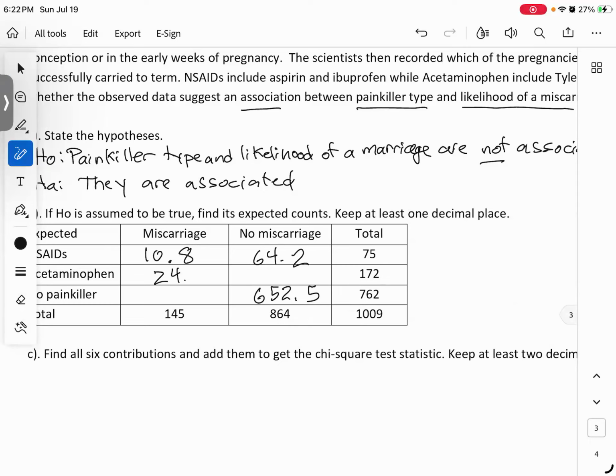Again, I'm going to fill in the rest. Again, just repeat. It's the same formula again and again. And then once you have all of these, if you want to do a quick check, these should add up to give you 75. The second row should add up, the third row should add up, and the column values should add up to 145. Depending on how you have rounded, it might be a little bit off, but pretty close.